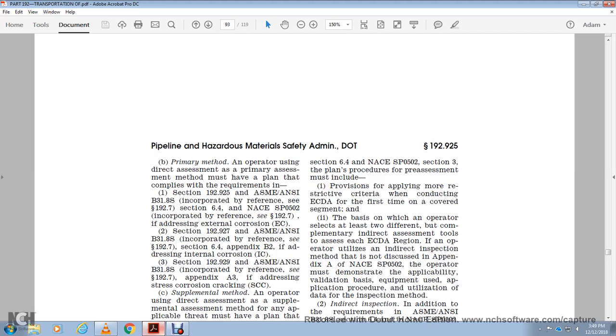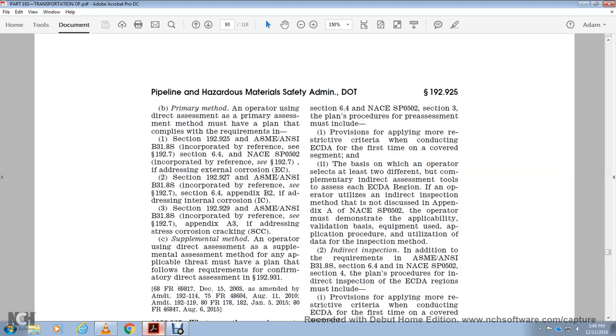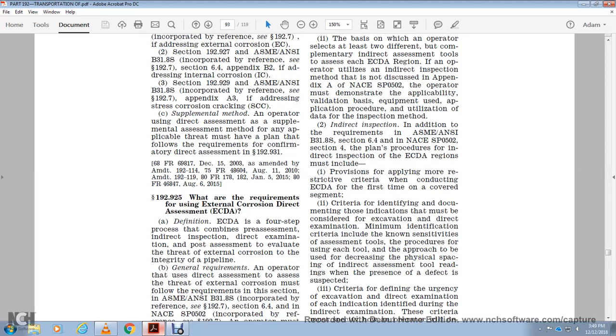For addressing internal corrosion, section 192.929, ASME/ANSI B31.8S, incorporated by reference in 192.7, appendix A3, if addressing stress corrosion cracking. Supplemental method. An operator using direct assessment as a supplemental assessment method for the applicable threat must have a plan that meets the requirements for confirmatory direct assessment, 192.931.